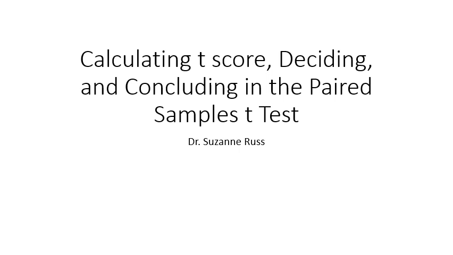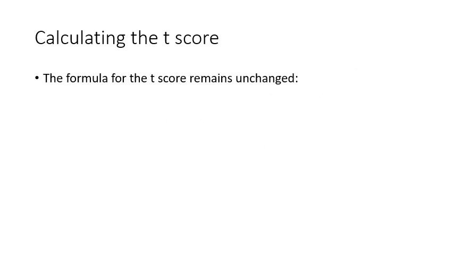This is a lecture on calculating the t-score, deciding, and concluding in the paired samples t-test. So calculating the t-score, the formula for the t-score is unchanged. It's the same as the z-score, the same as the one sample t-test, and it is simply t equals sample mean minus center divided by spread. And center and spread are referring to those numbers that we identified in step 2.